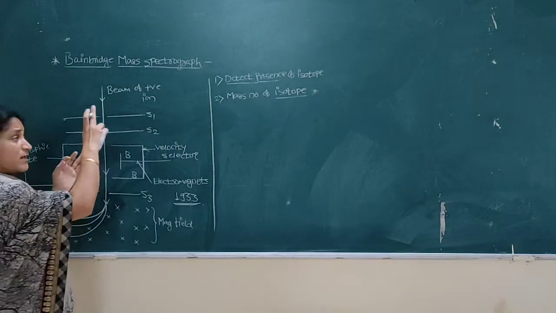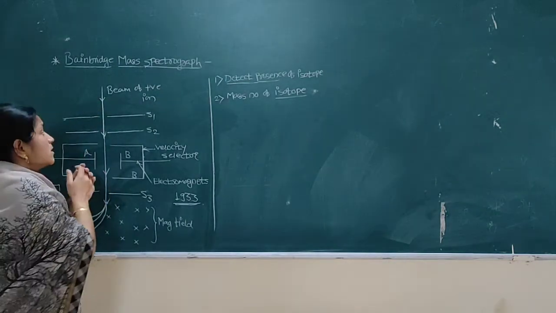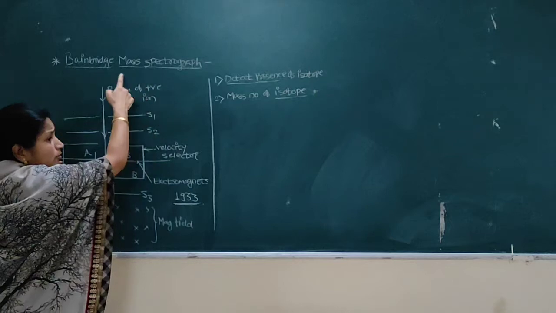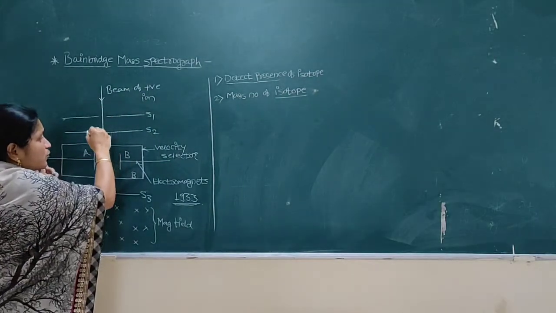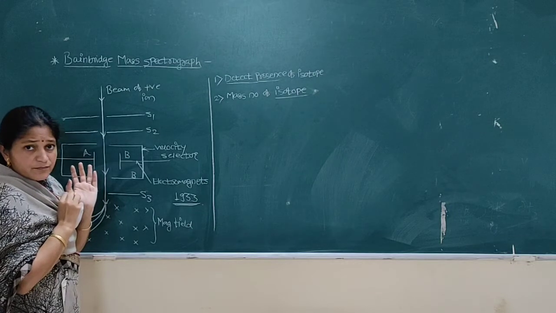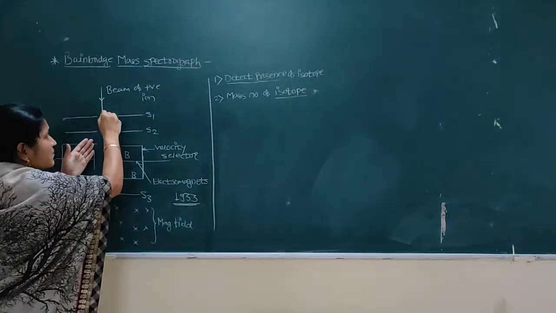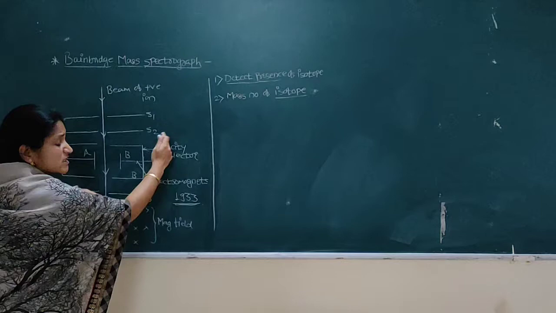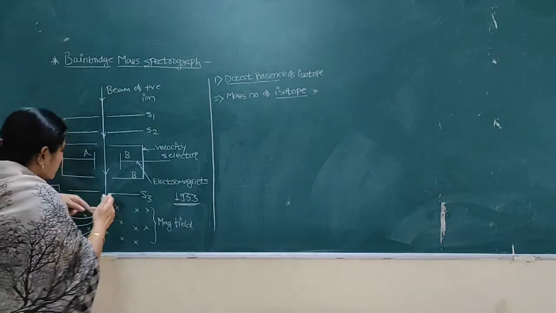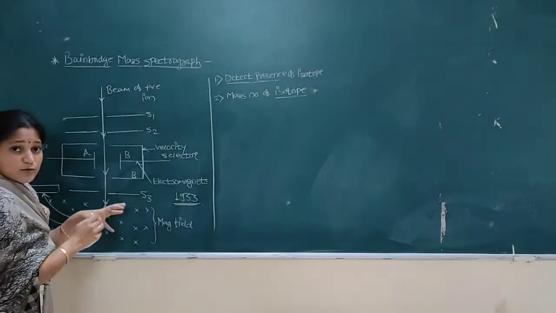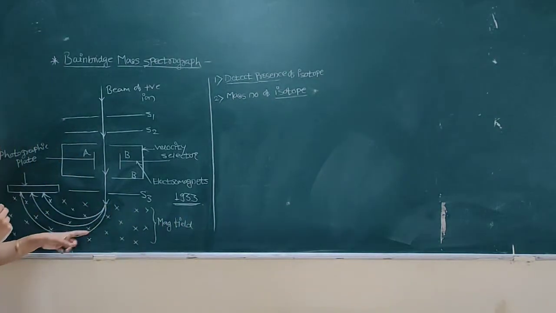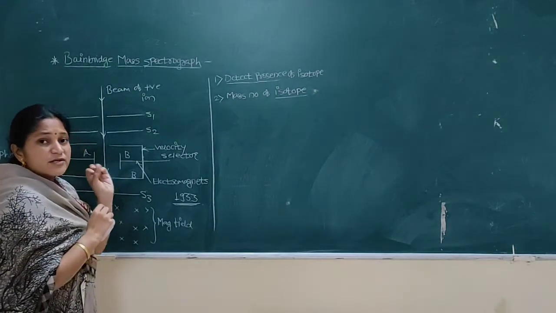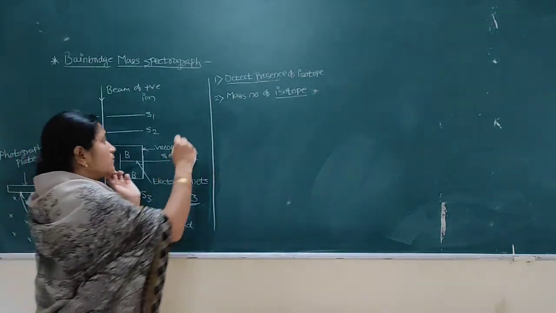Understood? One more time I will explain the principle. Whatever be the velocity of the positive ions in the process of generation, it is made perfectly homogeneous in velocity by the use of this velocity selector. Then they are subjected to the transverse magnetic field and brought to focus on a photographic plate. So this is the principle of the Bainbridge mass spectrograph. Understood?